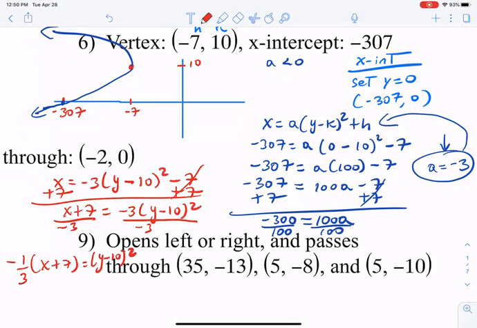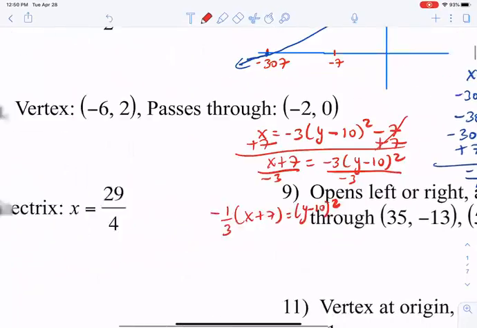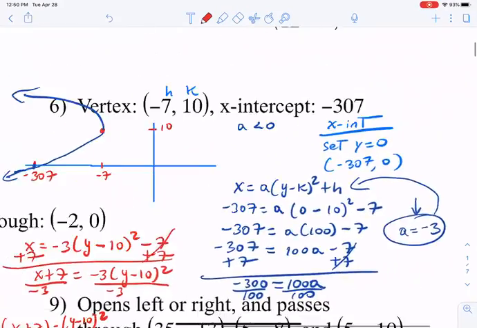I'm sorry about that. I didn't have enough room for solving this. And at this point, that will be our answer for this problem. So that was number 6 for this problem, and we get -1/3 times x plus 7 equals y minus 10 squared, and that's indeed the answer. Okay, if you have a question, you can send me an email, or you can put it in the comments, right? Okay, so that's question 6.